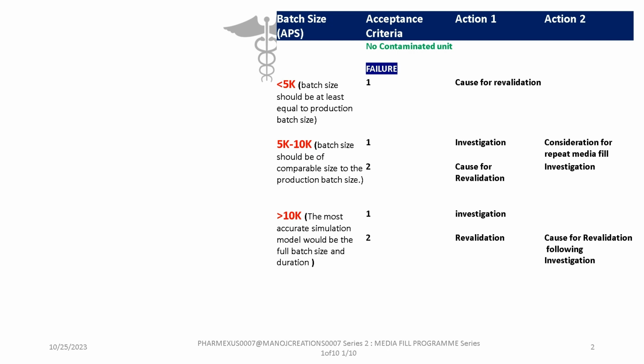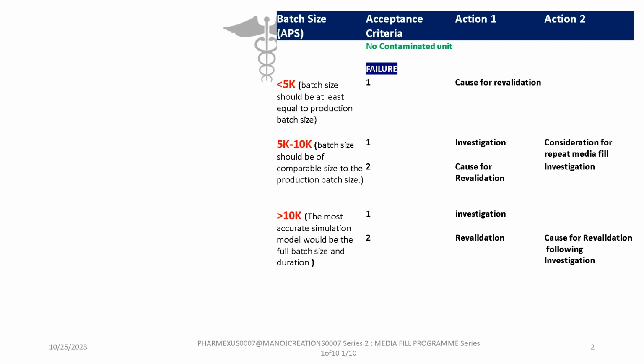So we have mentioned in the slide also, for the less than 5,000 batch size, the batch size should be at least equal to the production batch size. For the batch size of 5,000 to 10,000, the batch size should be of comparable size to the production batch size. And for the batch size of greater than 10,000, the most accurate simulation model would be full batch size and the duration that needs to be covered.